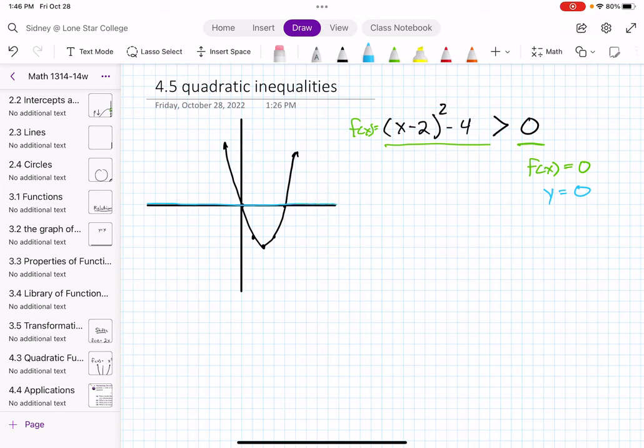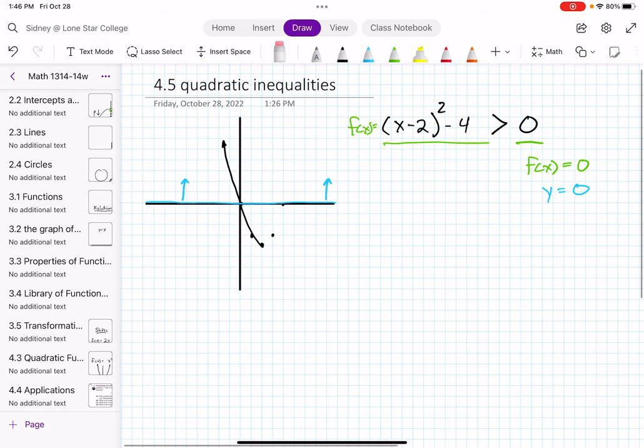So we are asking the question, when is this parabola greater than, or physically above, the x-axis? And so this is visual. Where do you see parts of this parabola that are above the x-axis? So hopefully you can see that that chunk right there is above, and this chunk right here is above, and also that all this stuff in the middle is below the x-axis, or in this case is less than 0.